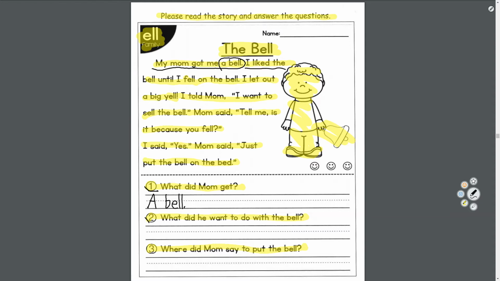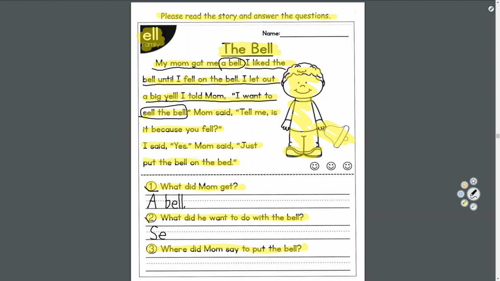Number 2. What did he want to do with the bell? I liked the bell until I fell on the bell. I let out a big yell. I told Mom I want to sell the bell. He wants to sell the bell. What did he want to do with the bell?